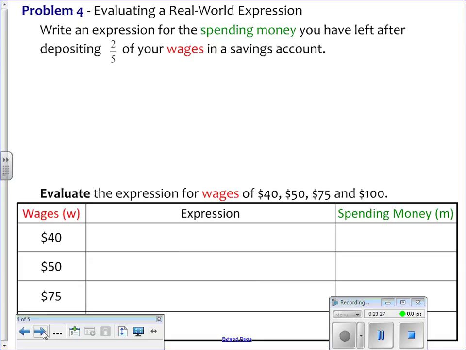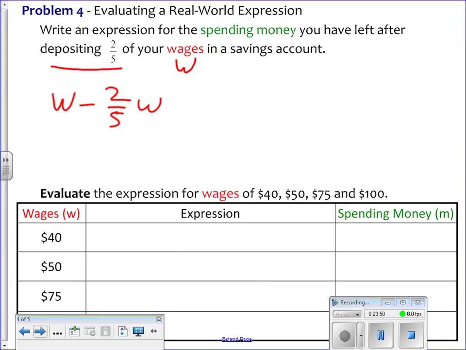Okay. So we're actually going to use this table below, but we have to come up with the expression first. We're given what our variable is going to be. Our variable is going to be W for wages. What I want to know is how much money do I have left? So I start with what I get paid, and I subtract from that what I deposit. And I deposit 2/5 of what I got paid.